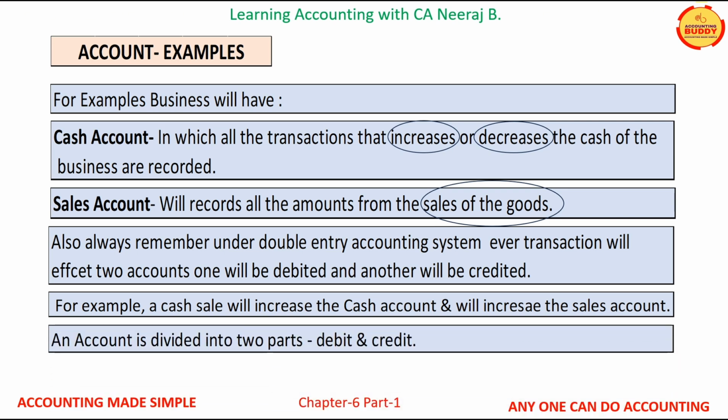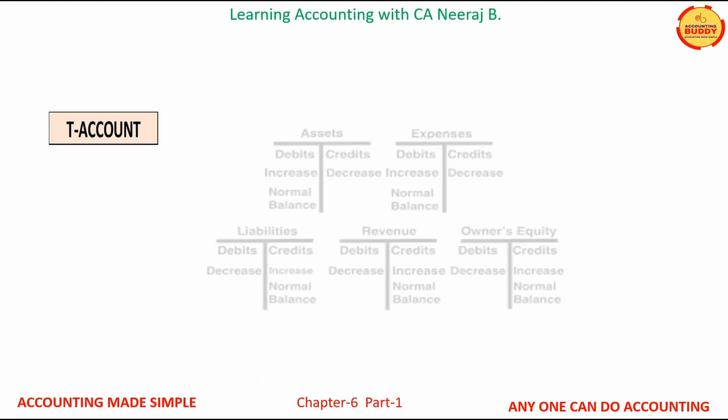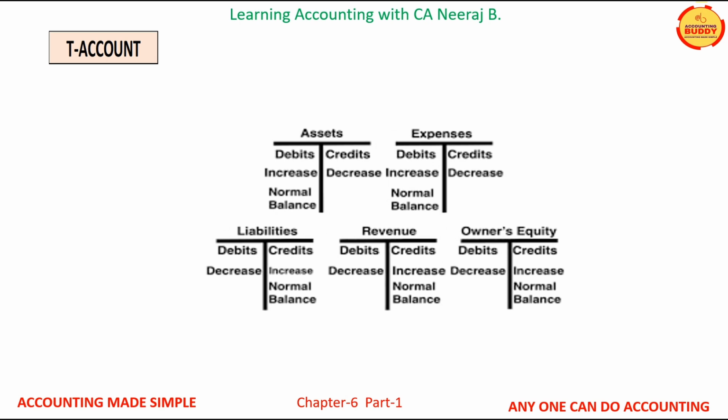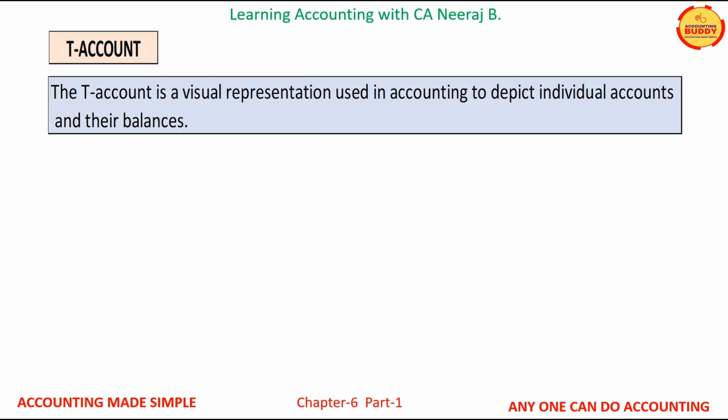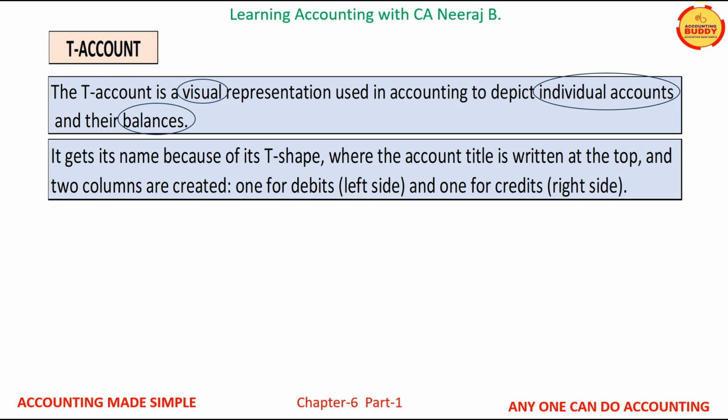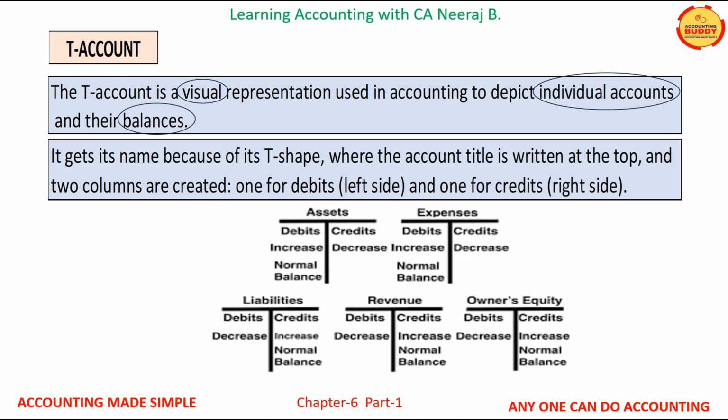An account is divided into two parts, debit and credit. An account is represented in T form. The T account is a visual representation used in accounting to depict the individual accounts and their balances. It gets its name because of its T shape where the account title is written at the top and two columns are created. One for debit, which is the left hand side, and one for credit, which is the right hand side.